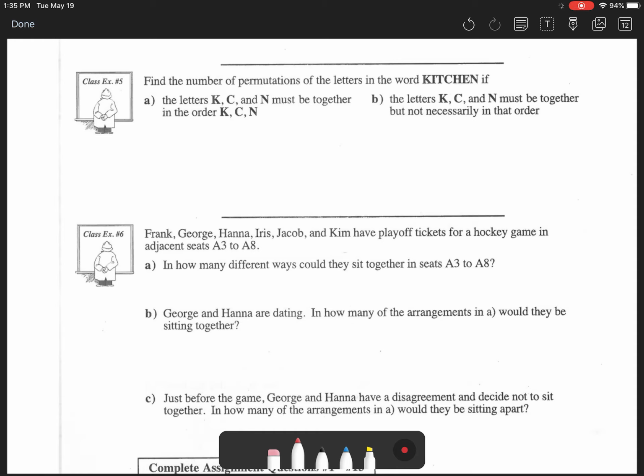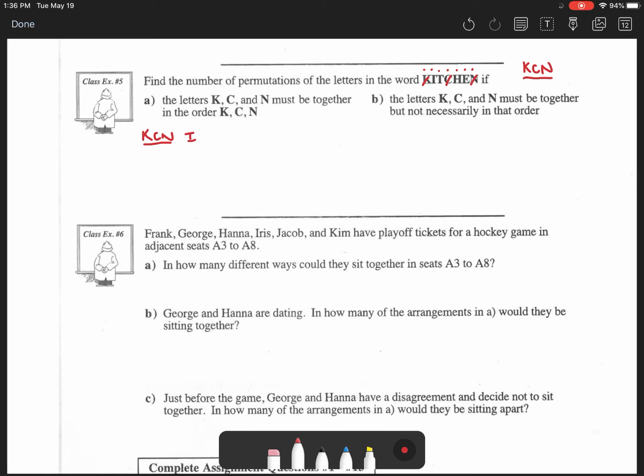So again, here's the first thing I do. I count the number of letters in the word kitchen. 1, 2, 3, 4, 5, 6. There are 7 letters in the word kitchen, but I am going to be putting K, C, and N together, treating them as one letter. So what I really have is K, C, and N. That's kind of like one letter, right? So K, C, and N, that's one letter.